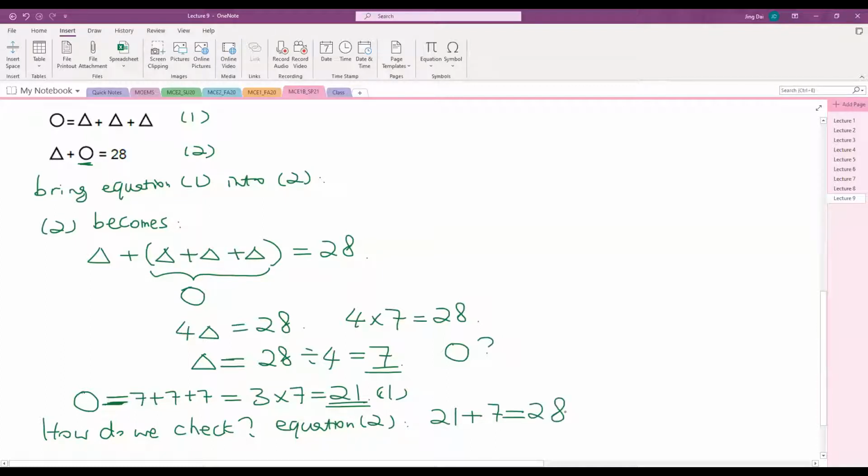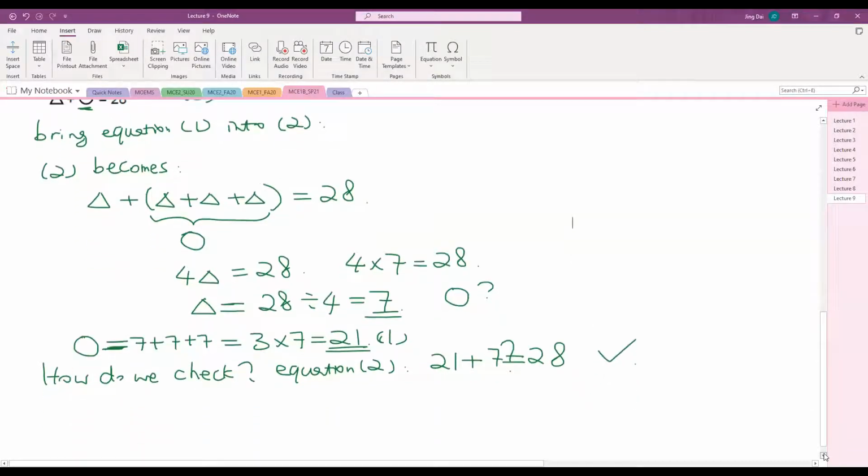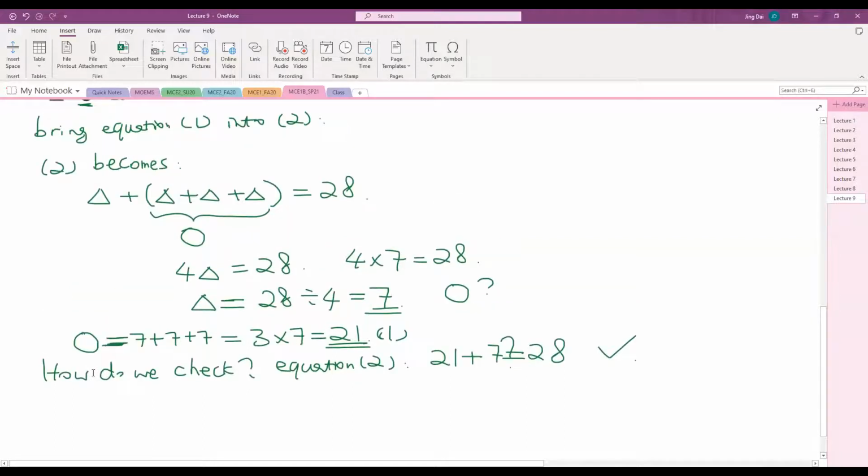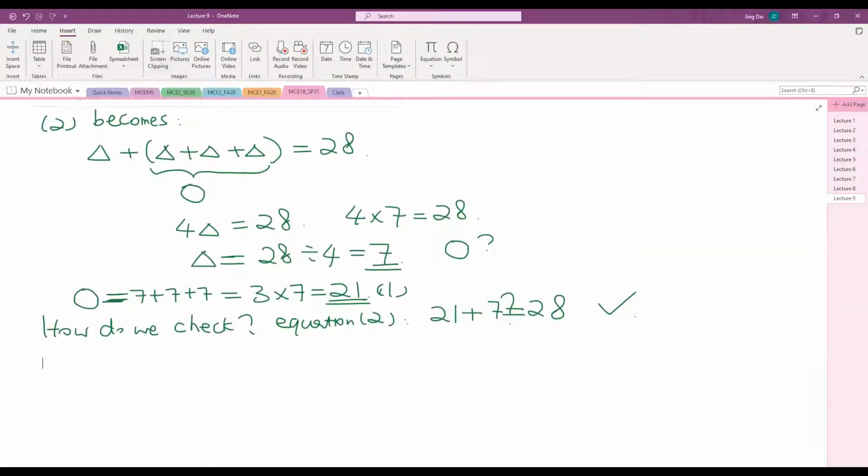Is that correct? Yes. Okay, so we got it right. 7, and the next is 21. Yeah, and the next check is it can be 21 divided by 7. You can do a lot of checking. So that's what I always suggest you guys to do.